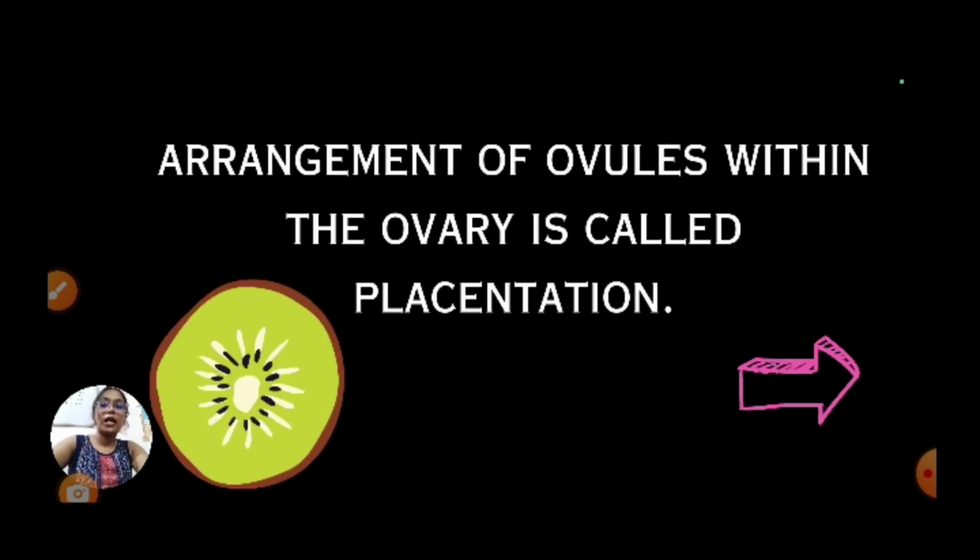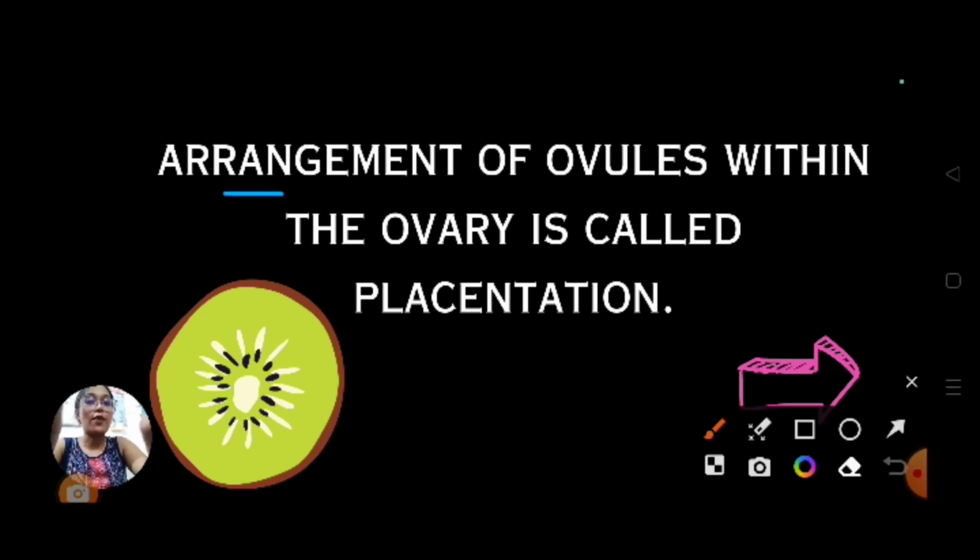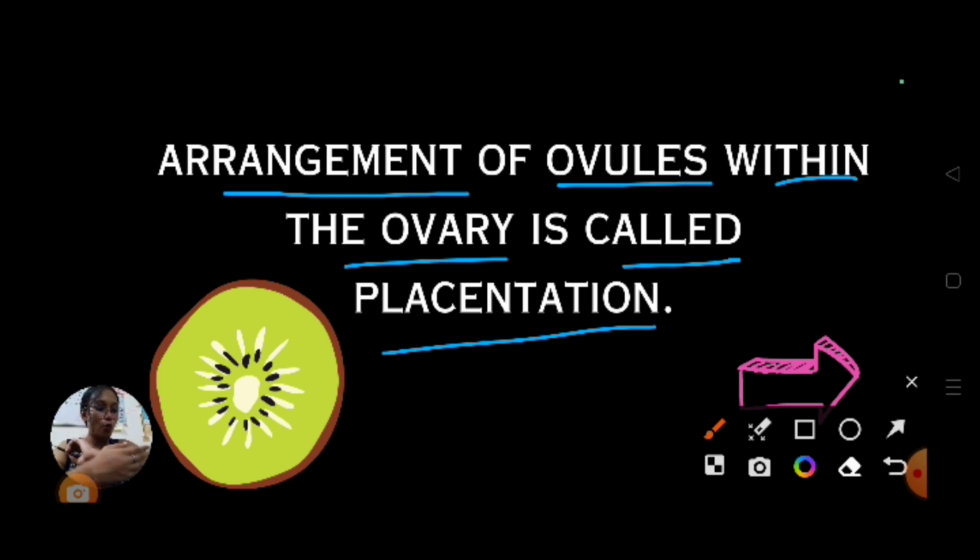So let's see. Placentation means the arrangement, how the ovules are arranged within the ovary. Here it is written that arrangement of ovules within the ovary is called the placentation. So inside the ovary there are ovules present. Suppose this is considered as ovary and these seeds are considered as ovules. How these are arranged in a particular fruit, we'll see that. So placentation means how the ovules are arranged within an ovary.